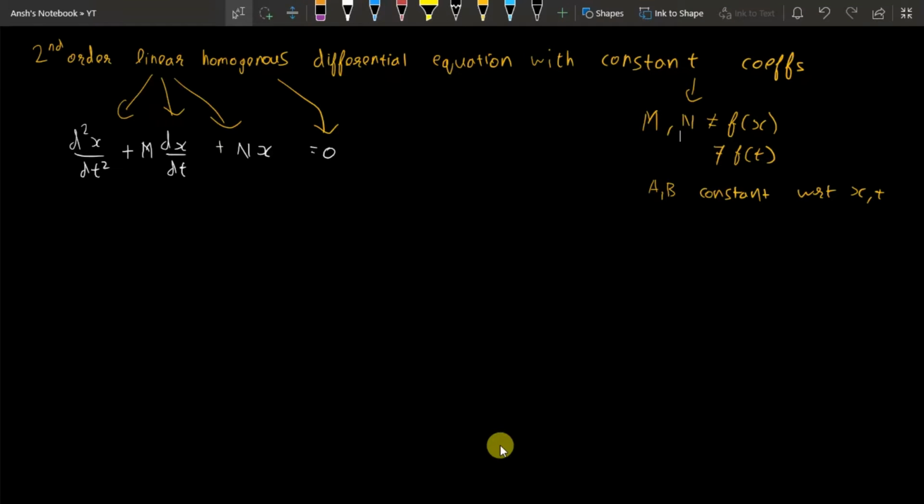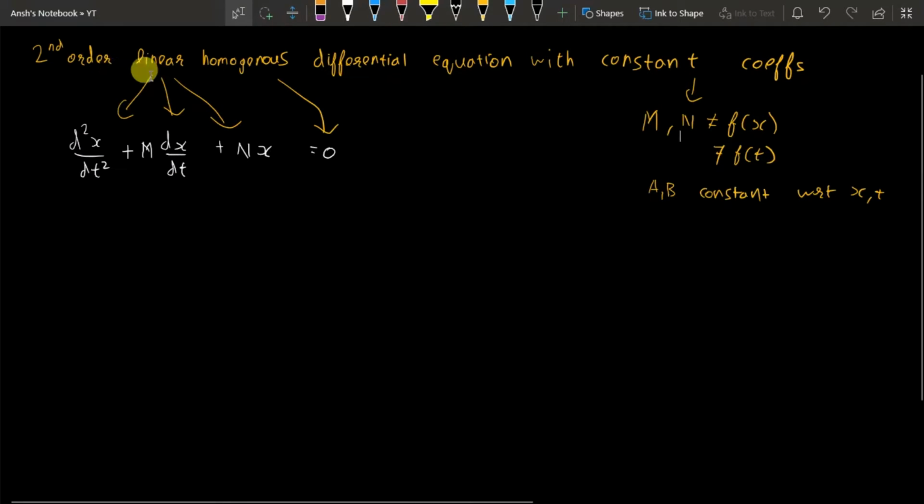Hi everyone, in this video we're going to be looking at the second order linear homogeneous differential equation with constant coefficients. So this is a mouthful, so let's take a differential equation and see what all these terms mean. In this differential equation right here we have a dependent variable x and the independent variable t.